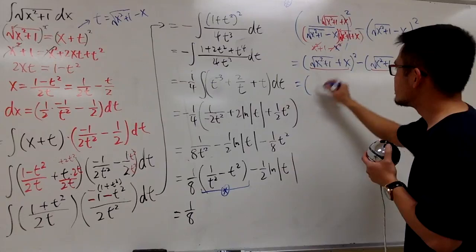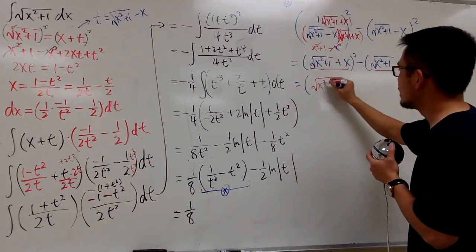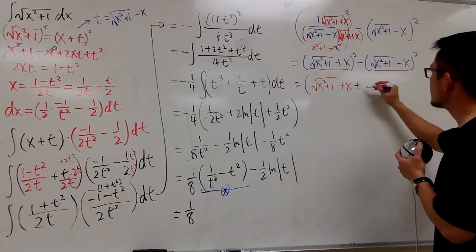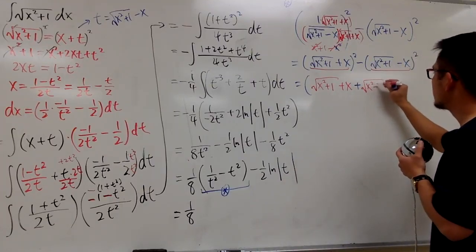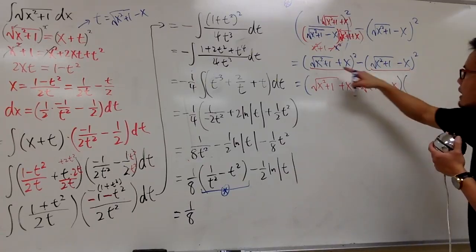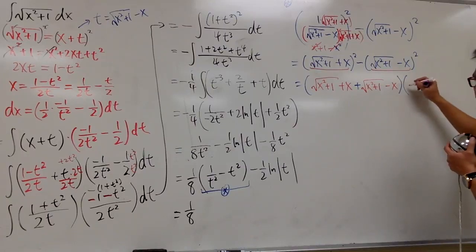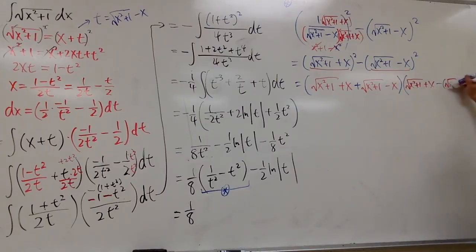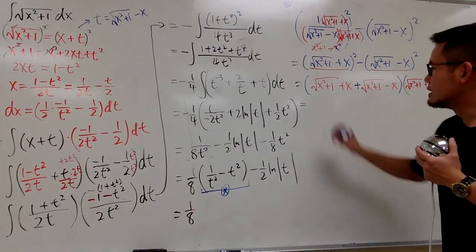So we are going to end up with this, which is square root of x squared plus 1 plus x, and we add it with this, which is square root of x squared plus 1 minus x. And then for the second factor, it's going to be this minus that, which is square root of x squared plus 1 plus x, and then we minus, and for the minus, be sure to put parentheses, this, which is square root of x squared plus 1 minus x, like this. All right, let's see what we can simplify.